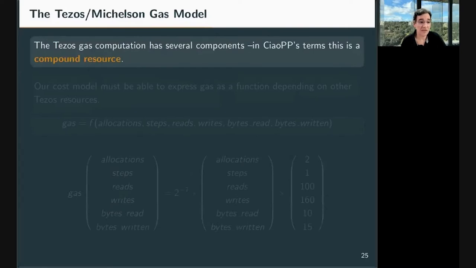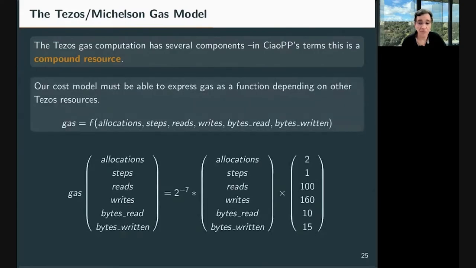Now, the Tezos gas computation model, which we need to represent, has several components. In terms of the analyzer, this is what we call a compound resource. Our cost model must be able to express gas as a function that depends on a number of basic resources, because it's a derived resource. In particular, gas depends on allocations, steps, reads, writes, bytes read, bytes written. For example, this expression for the Carthage model would be this one.